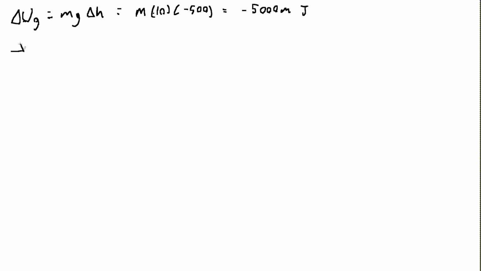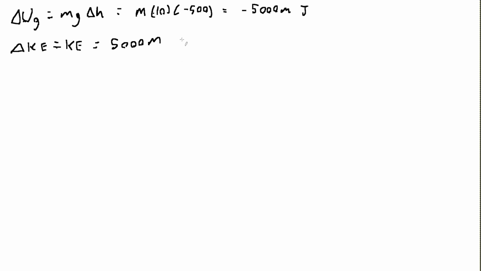Okay, so that means that our change in kinetic energy, and therefore our total kinetic energy, because we started stationary, has to be equal to 5,000 m joules. Because since that U_G isn't dissipating any other way, it has to go into kinetic energy.